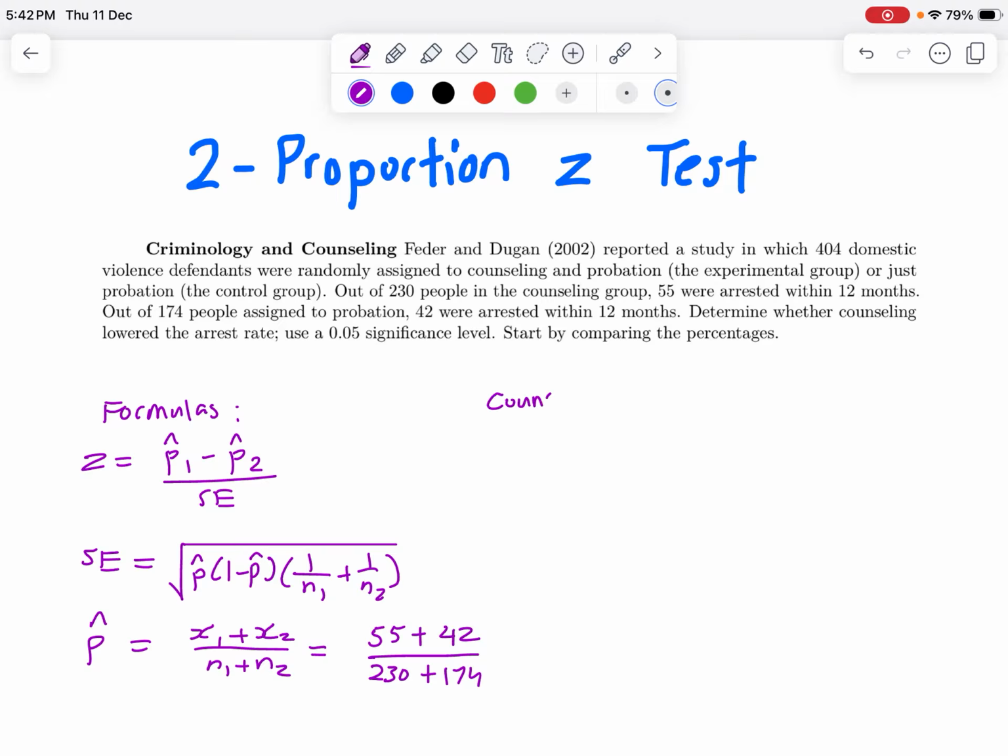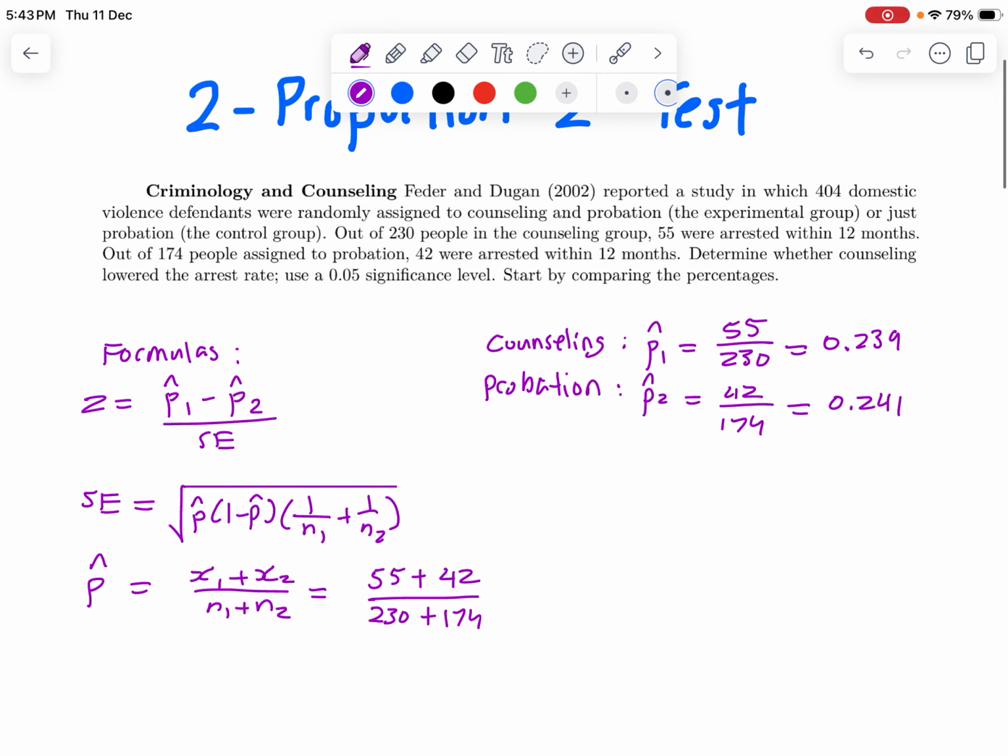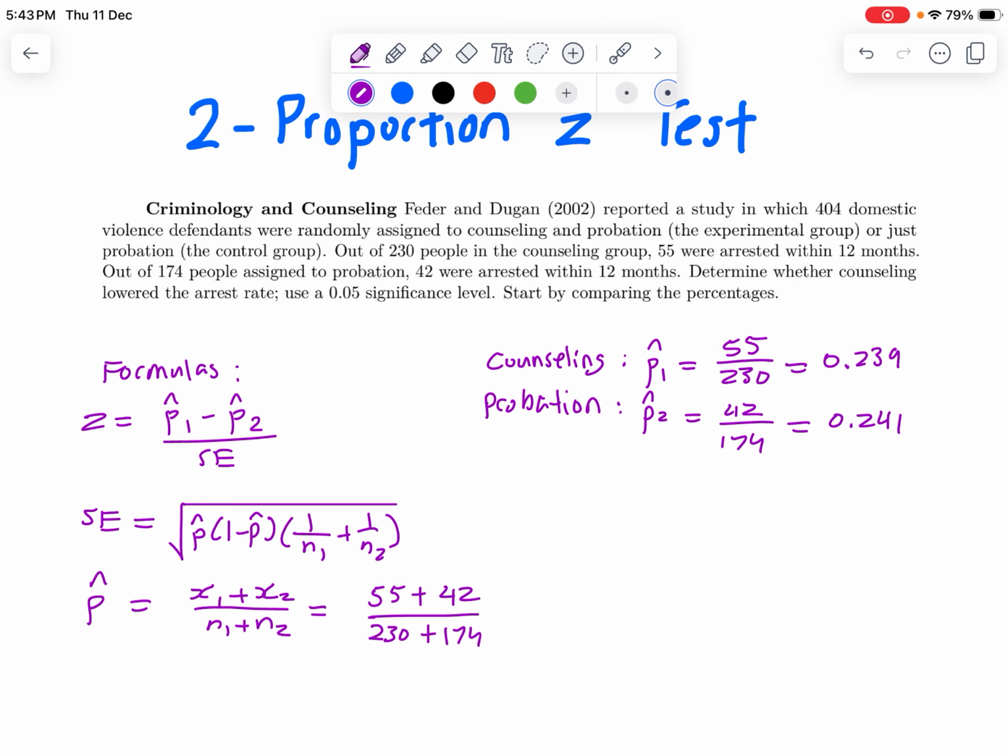For counseling, let's call that p hat 1, and for probation, let's call that p hat 2. We know p hat 1 is 55 over 230, and p hat 2 is 42 over 174. You should get 0.239 and 0.241. Feel free to use your calculator. In statistics, you definitely want to use your calculator.